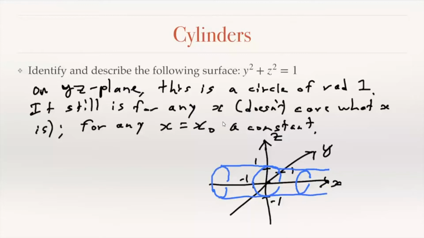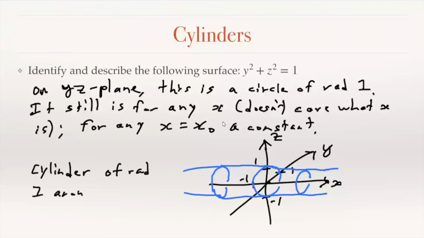So this is a cylinder of, again, unbounded height around the x-axis. Or length, rather, in this case. So this is a cylinder of radius 1 around the x-axis.